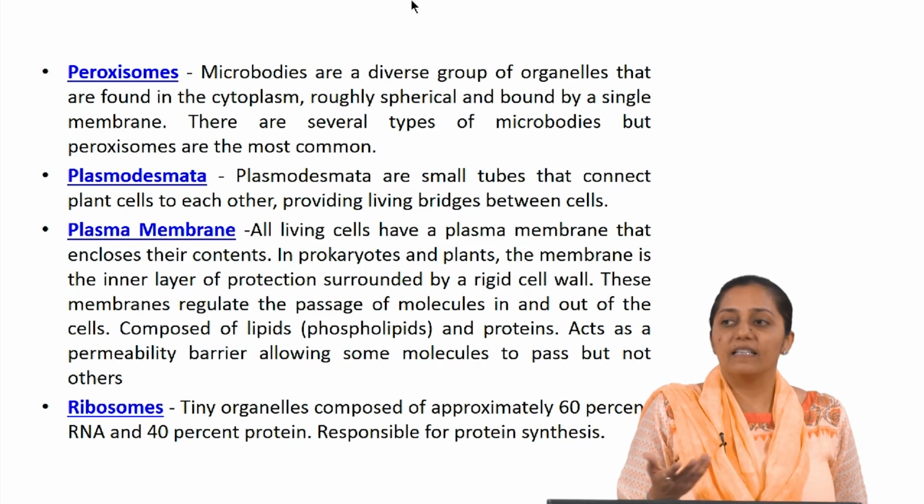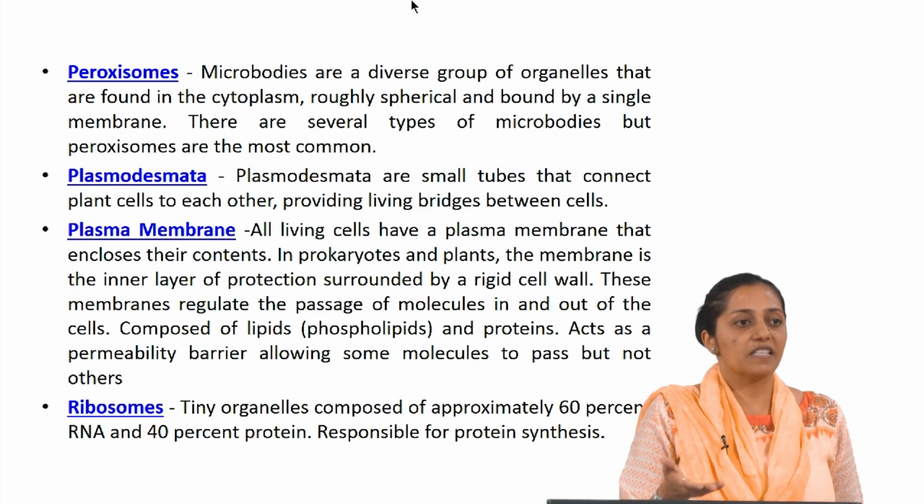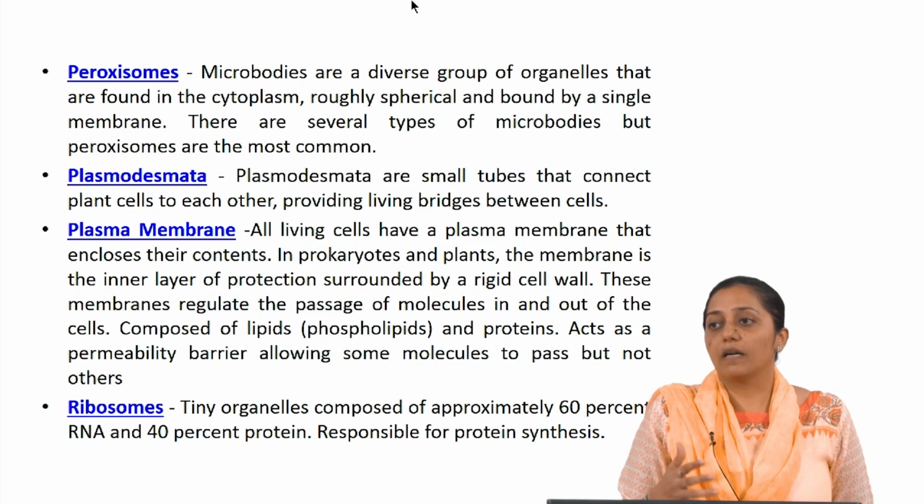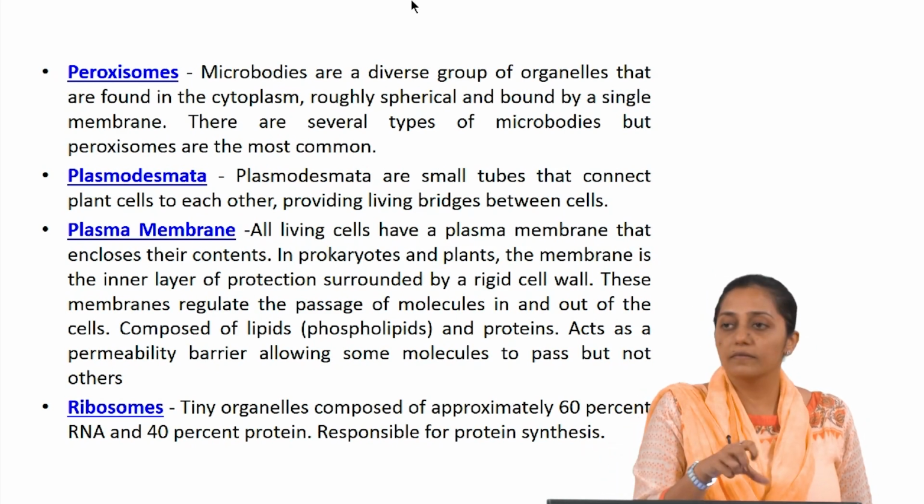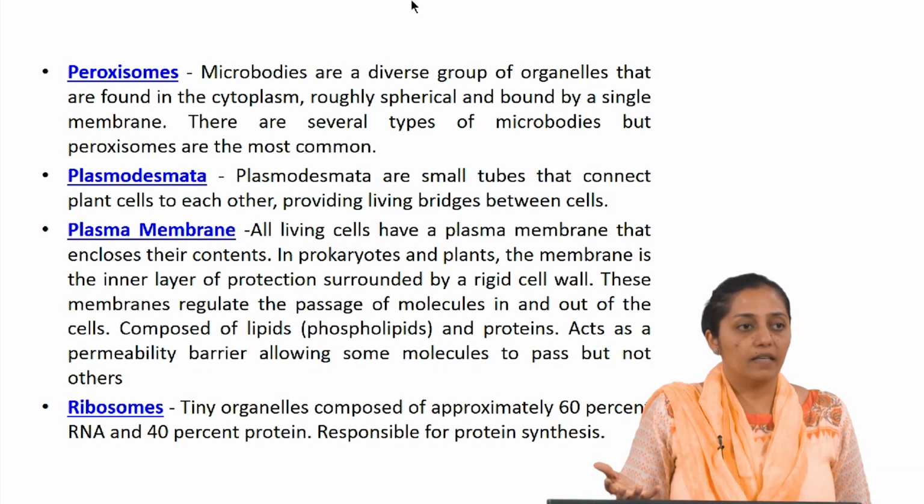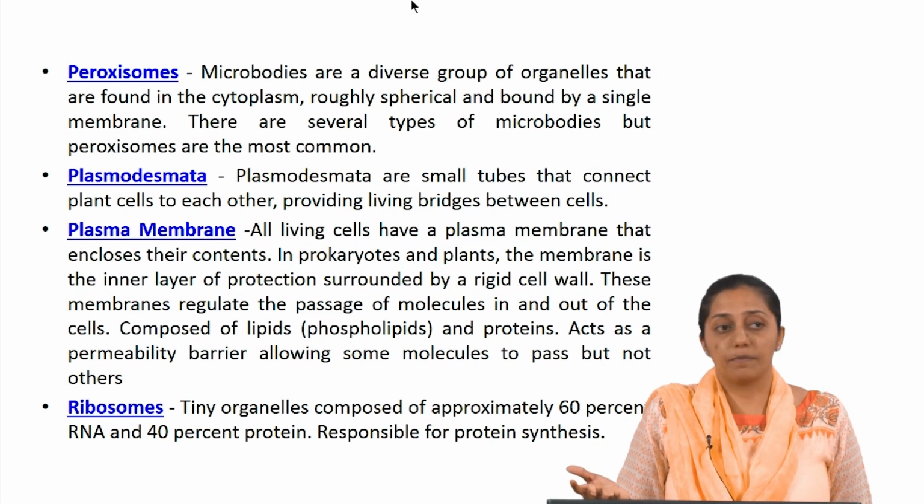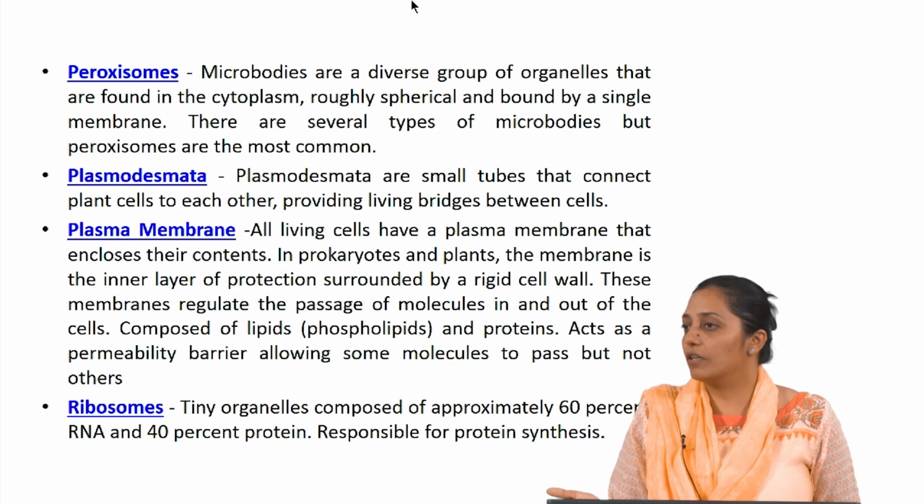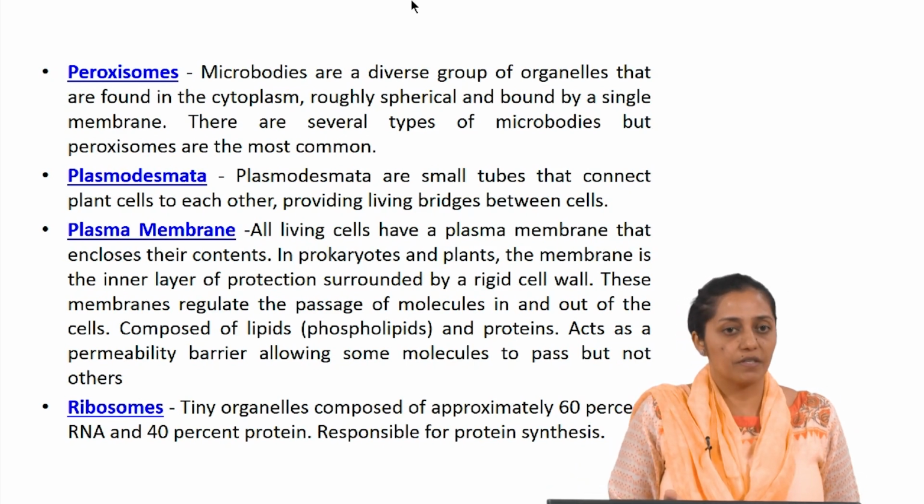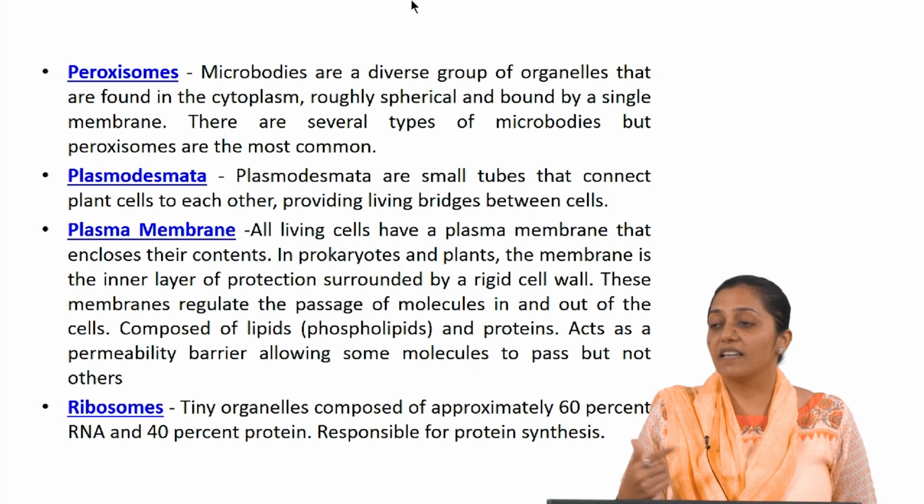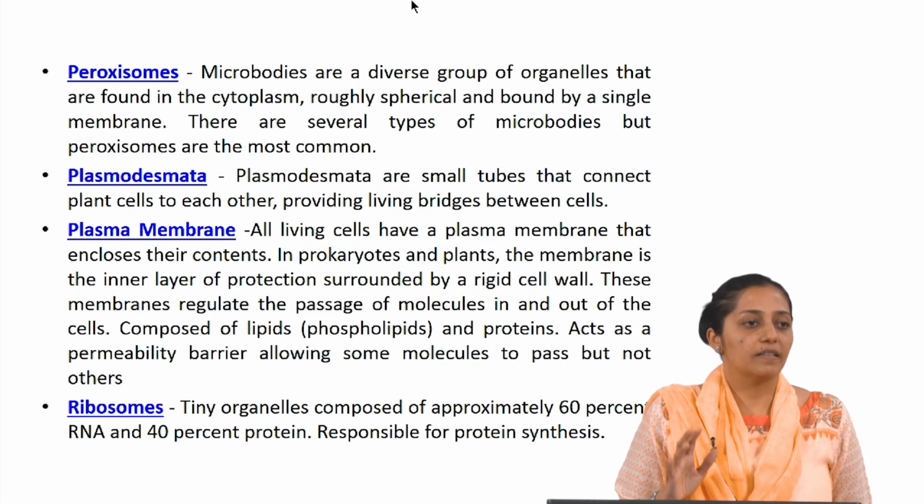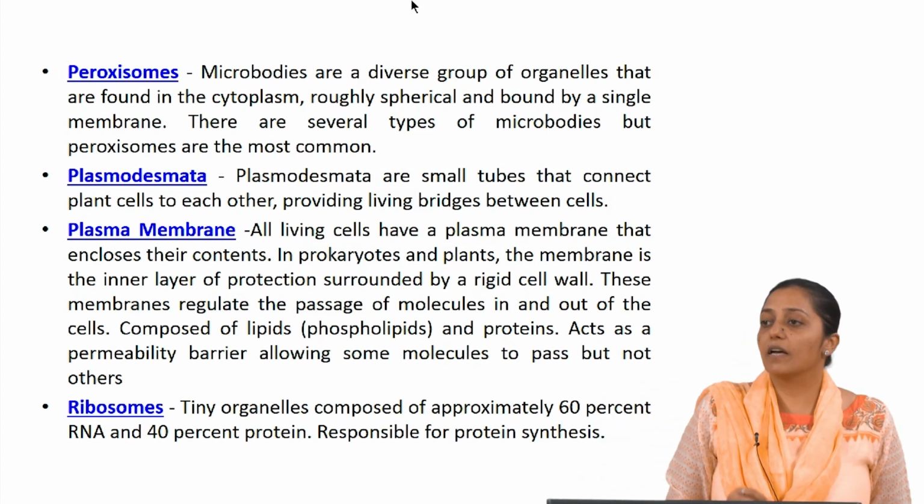Photorespiration. Because of photorespiration, there is generation of a lot of peroxy radicals. So the plant has to have a mechanism of getting rid of them, because they are highly reactive species that can cause damage to cellular membranes and cellular components. So continuously the plant cell is working to counter this damage. Then plasmodesmata.